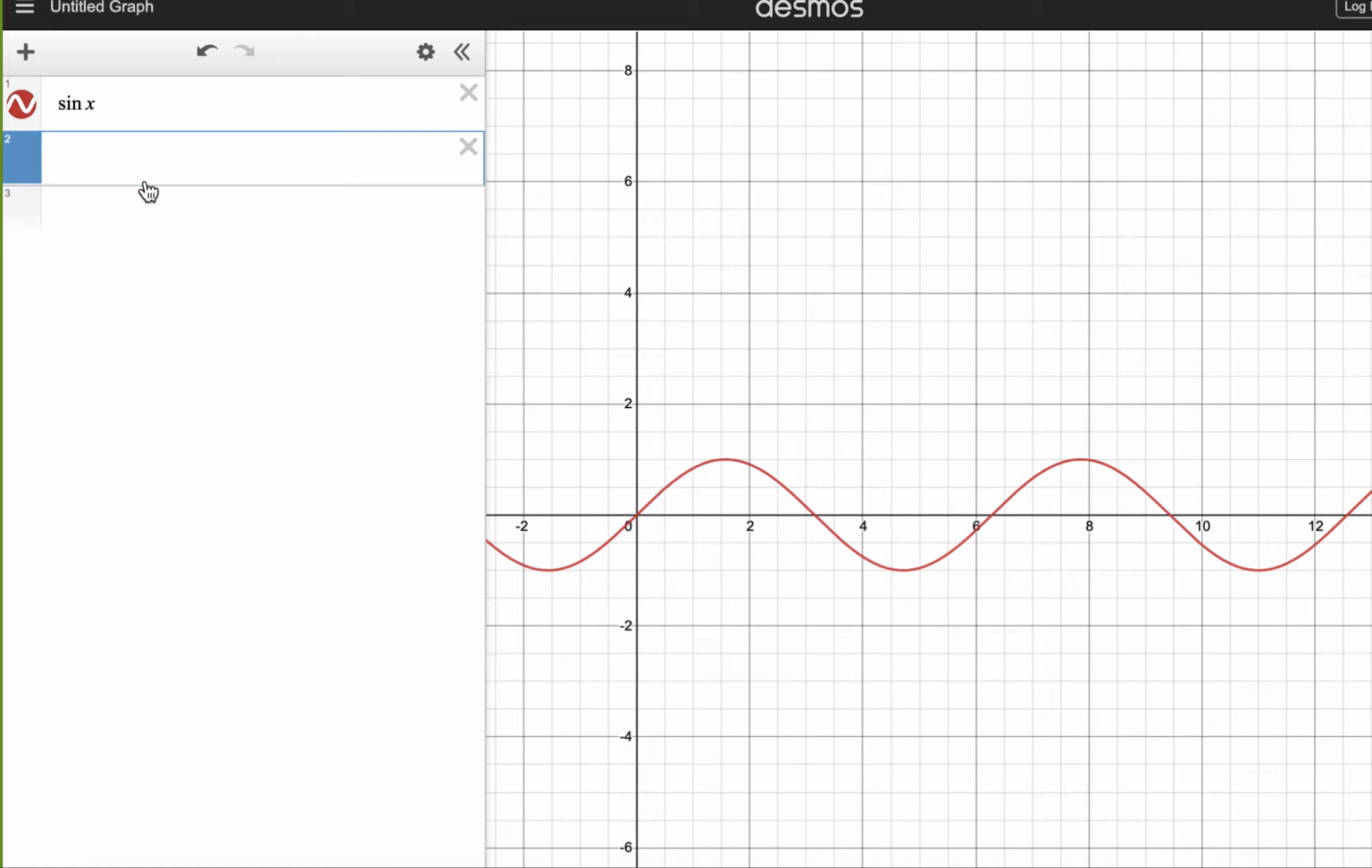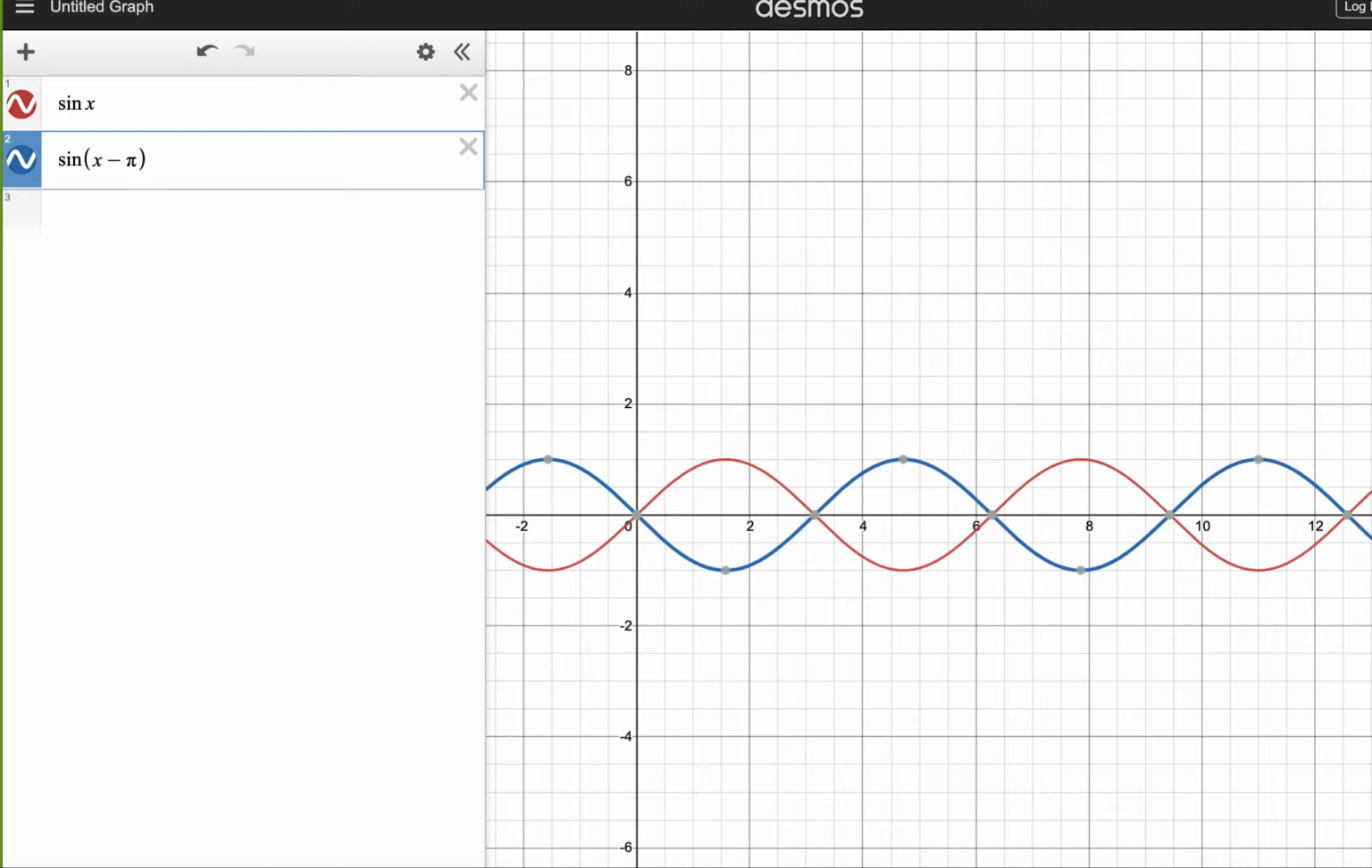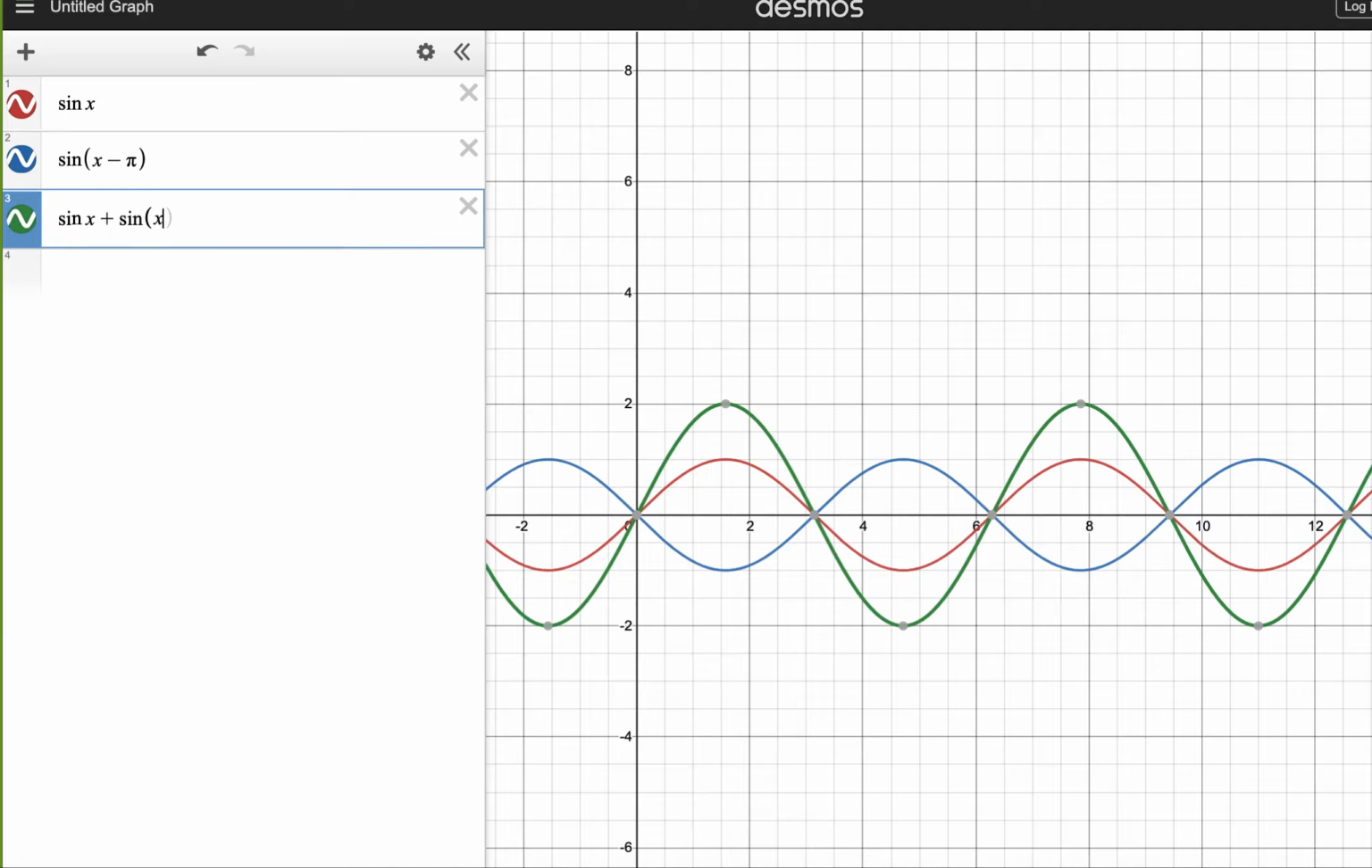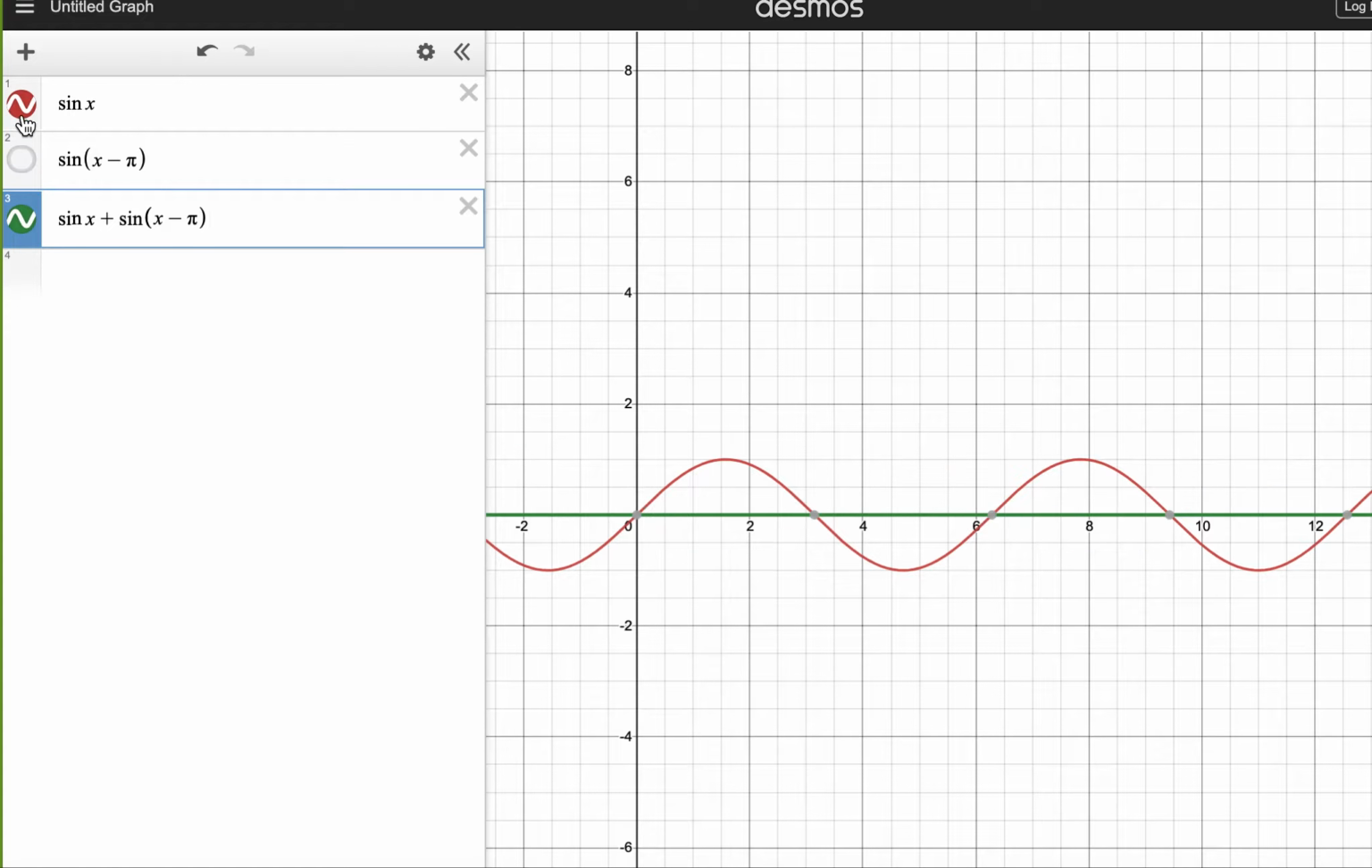And then what else would we have? Okay, sine of x minus pi. That could represent the bottom wave, right? Now we know that if we add these two things together, they're going to cancel to 0. So just sine of x plus sine of x minus pi. It gives us this green result, which is 0. But what if we include all the waves in between?